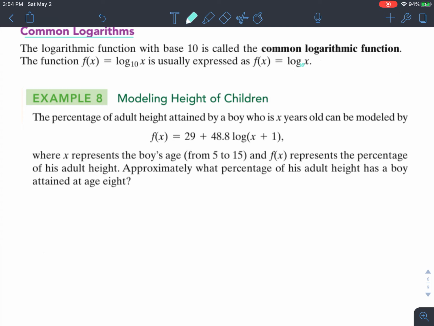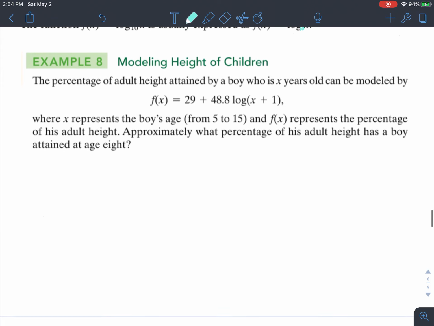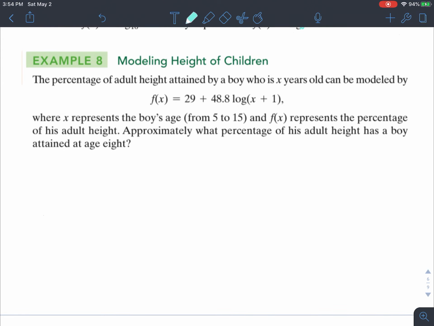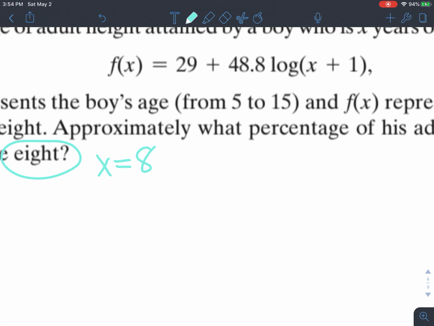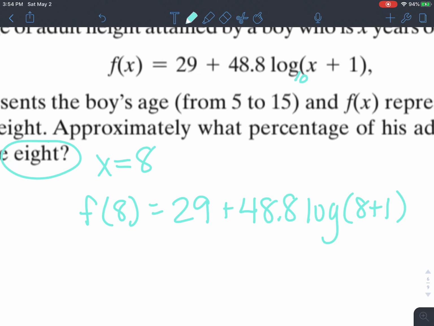We have this word problem. Percent of adult height attained by a boy who is some number of years old. And f of x is the percentage of his adult height, and x is the years. So age 8. That means x is going to be 8. And this is a log with no base, so that means there's an invisible base of 10. So all we're doing here is we're just plugging in 8 for x.